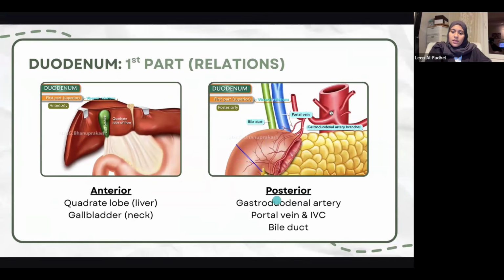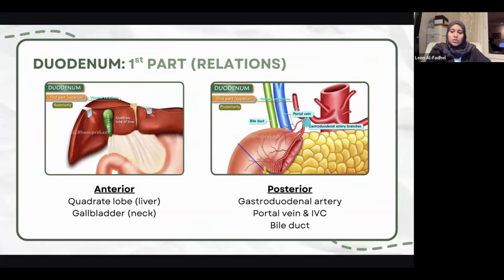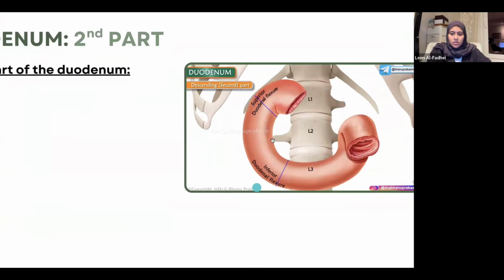Posteriorly, you'll find the gastroduodenal artery, which is right over here. Okay. You'll find also the portal vein and the bile duct, and also the IVC, posterior to the first part. Now we're done with the first part. Let's go to the second part. So the second part is basically this part, the descending one.